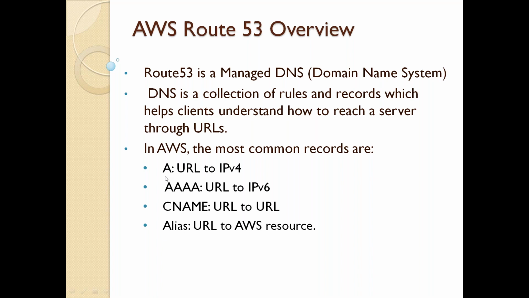One is the A record, which is URL to IPv4 address. That is like google.com mapping to 1.2.3.4, and AAAA is for URL to IPv6 address. We are not going to use this. Then we have CNAME. CNAME is nothing but canonical name, which points one URL to another URL. For example, your example.com can point to search.example.com, something like that, right? And any load balancer DNS name, you can point using CNAME. And you have something called alias. Alias also points from your URL to an AWS resource. We will see what is the difference, but you need to know the difference between CNAME and alias record.